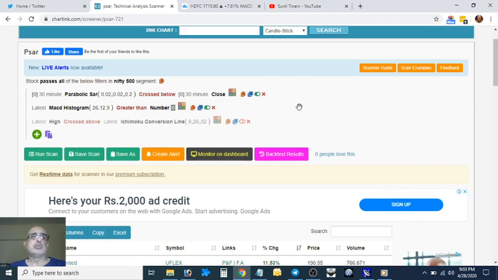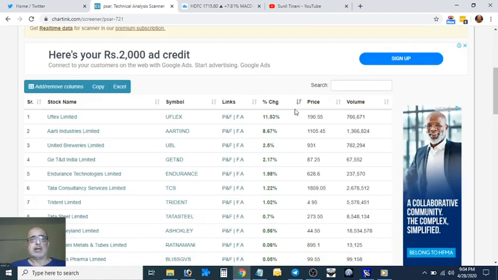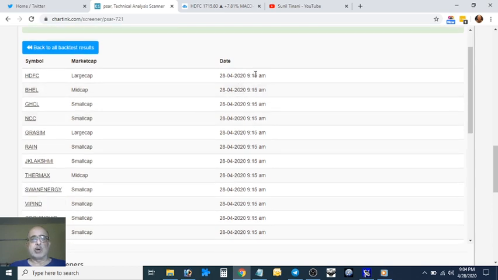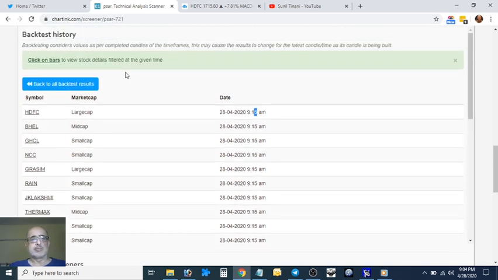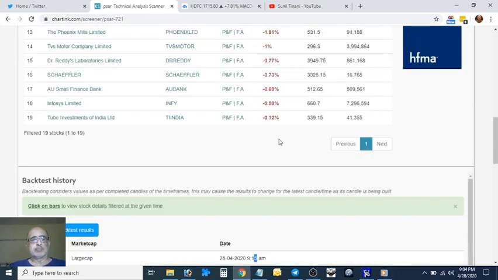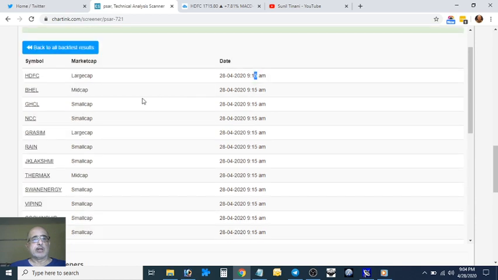Okay, so let's do a back test in the early morning. Now, this is day trading, so whatever has come at the end of the day, these are not tradable stocks unless the signals continue on the next day. So at 9:15 this morning, based on these two formulas that I showed you, we got all these things. We got large cap HDFC, BHEL, GHCL.